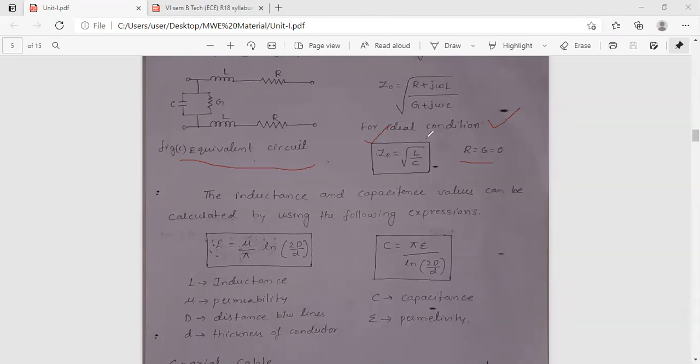A small problem has been asked previously for 2 to 3 marks, to calculate the inductance and capacitance. You might have noticed this in EMTL, electromagnetic waves and transmission lines. The 2-mark and 3-mark questions were asked based on these expressions to calculate inductance and capacitance. And this is nothing but the expression to calculate the inductance and the capacitance.